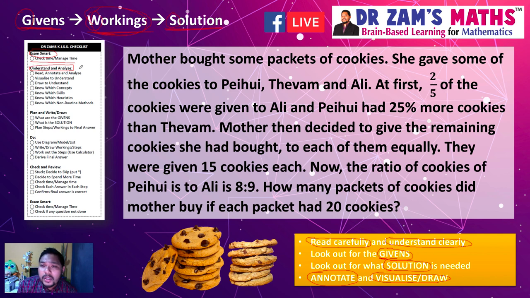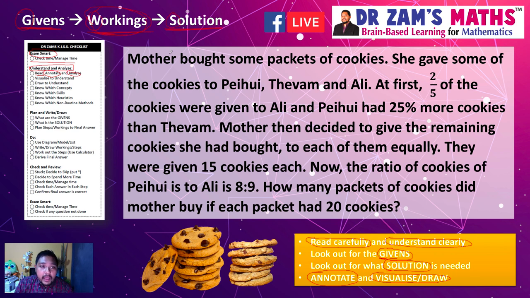So how does your child do that? The first thing is to read, right? Which I've already mentioned here. They need to read carefully, understand clearly. And then your child will need to annotate and analyze. So let's do that, right? Let's do this part first.